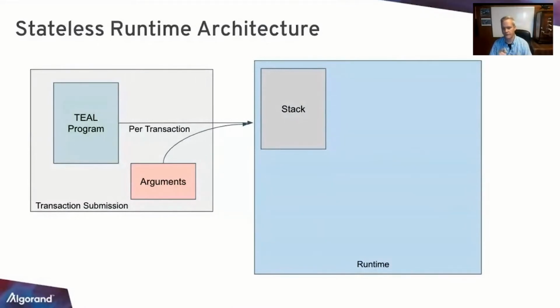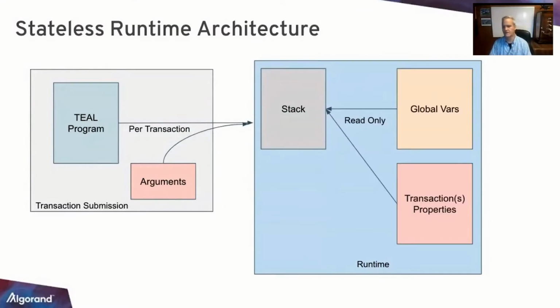And TEAL is going to return either a 1 or 0. It's either going to fail or it's going to succeed. And the way it determines that is if any positive value is left on the top of the stack, one value, it will return true and the transaction will go through. If a 0 is left on the stack or more than one value is left on the stack, the transaction will fail. The only caveat to that is if you use the return opcode, it just takes the last value on the top of the stack and returns either true or false based on that value.